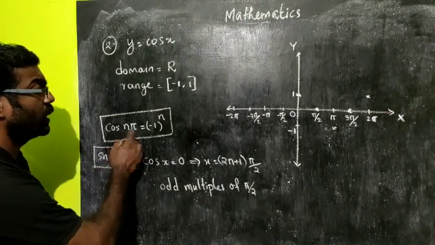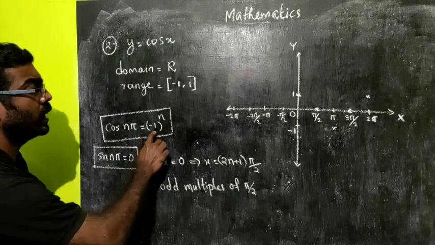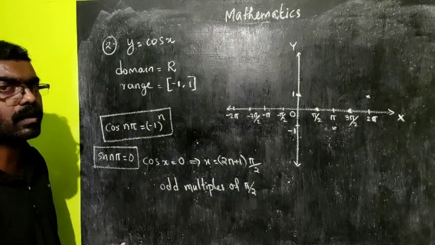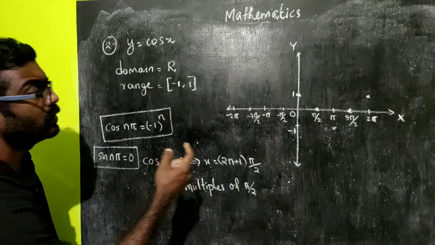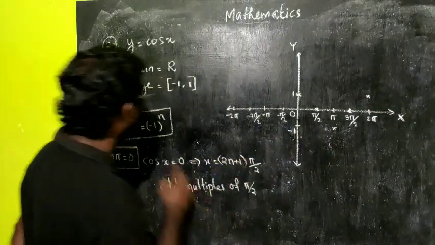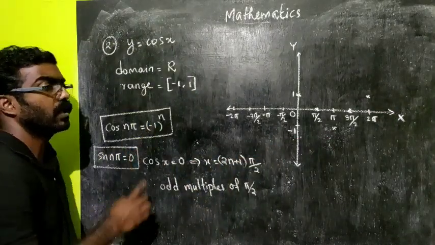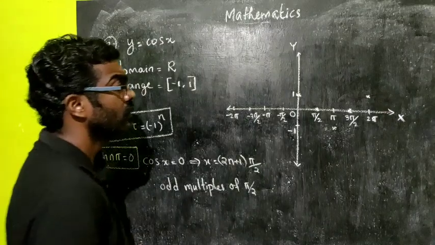So cos 1 pi, that means cos pi, is (minus 1) the whole raised to 1, that is minus 1. And cos 2 pi, (minus 1) the whole square, becomes plus 1. Clear?